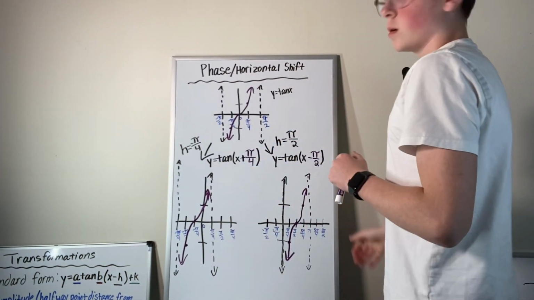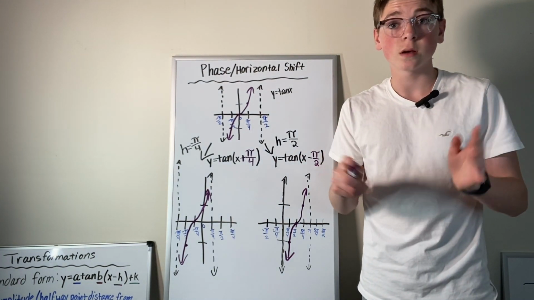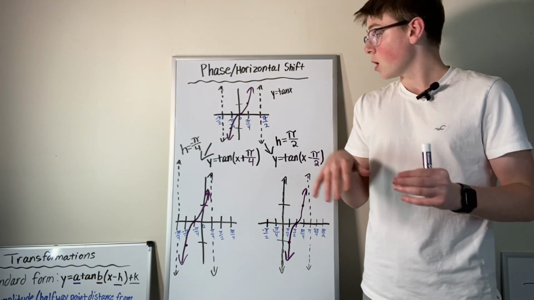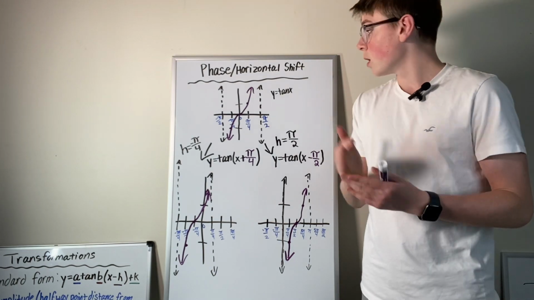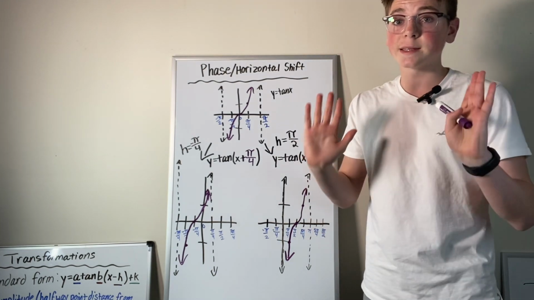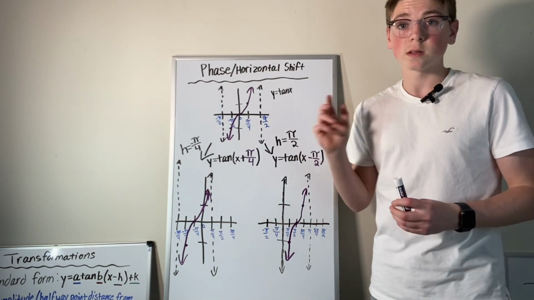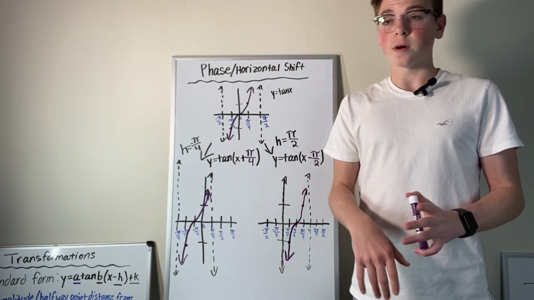So we start at y equals tangent of x. We go from negative pi over 2 to pi over 2. Those are our asymptotes. Our middle, our point directly in between our asymptotes, is on the midline. It's 0, 0. Then our halfway points between 0 and pi over 2 and 0 and negative pi over 2 are pi over 4 and negative pi over 4.